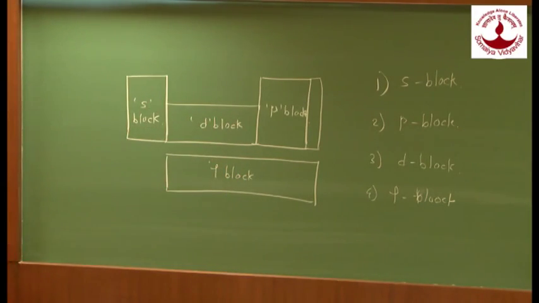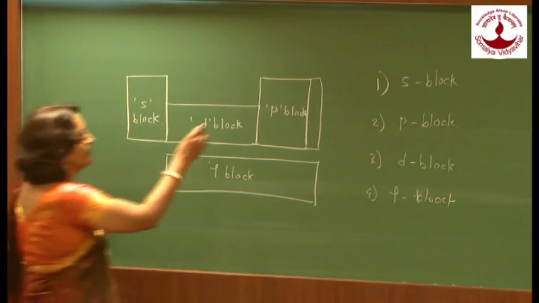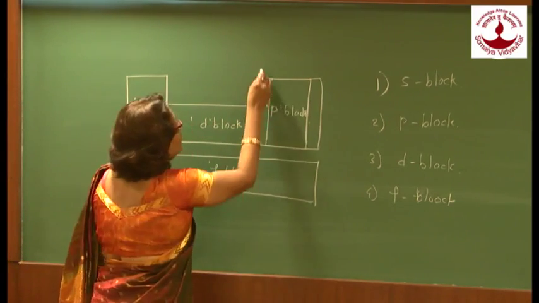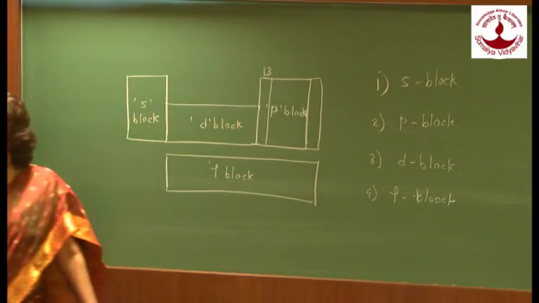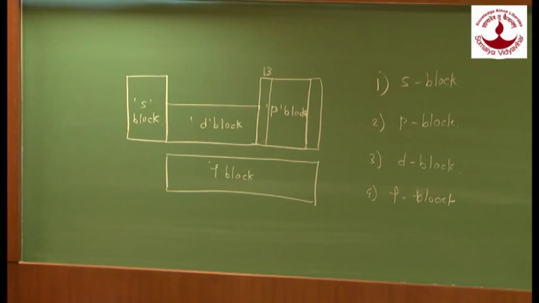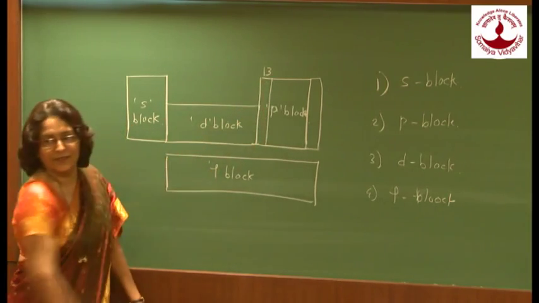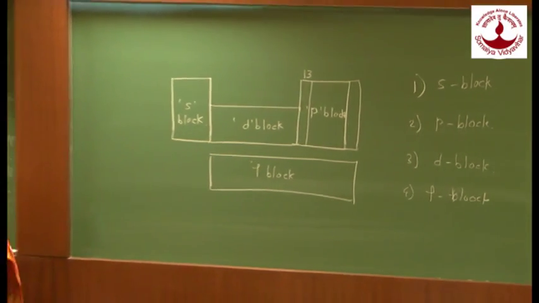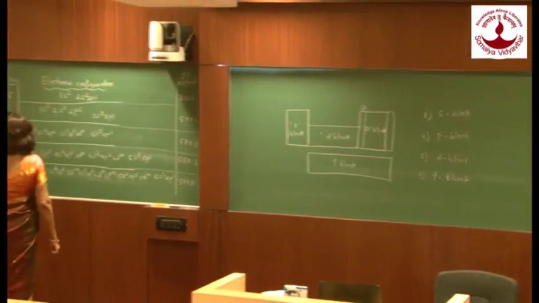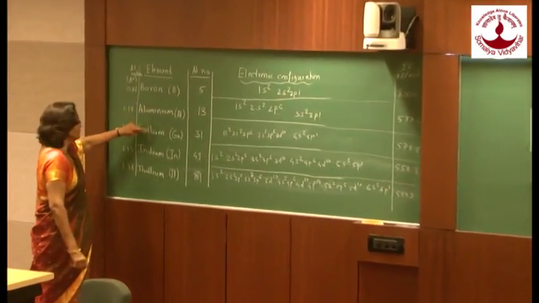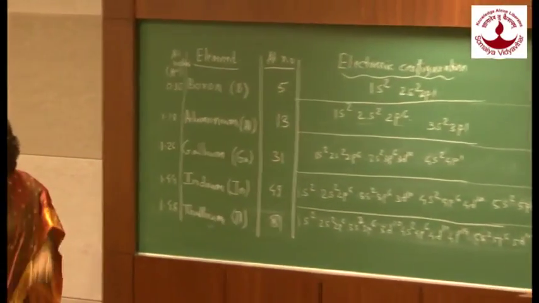So what is the position of group 13 elements in the periodic table? They belong to the P block. This is group 13. Now we number the groups from 1 to 18. Earlier they were subdivided into group A and group B, but now we number them from 1 to 18. So these are our group 13 elements. Now let us see which they are: boron, aluminium, gallium, indium and thallium.